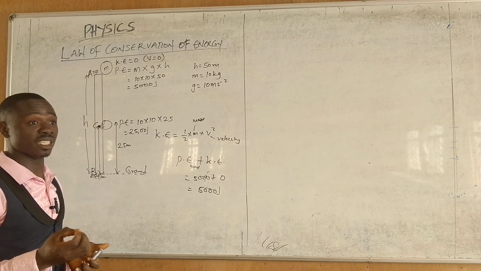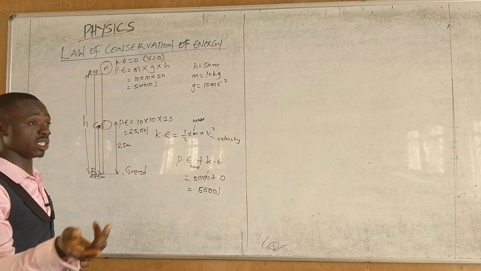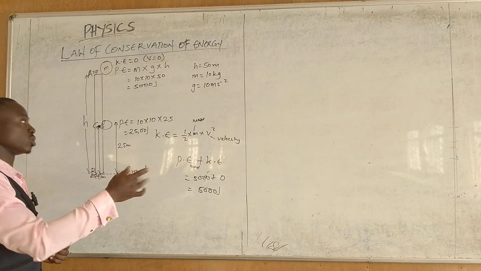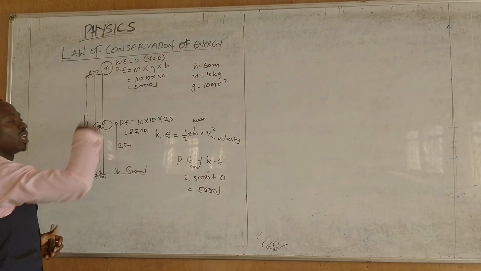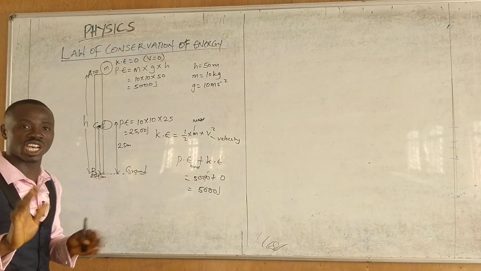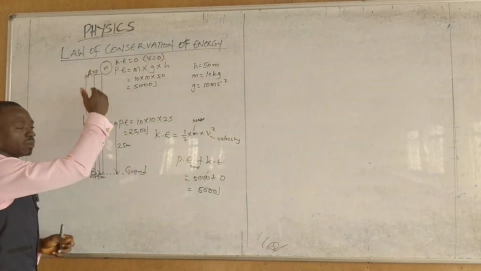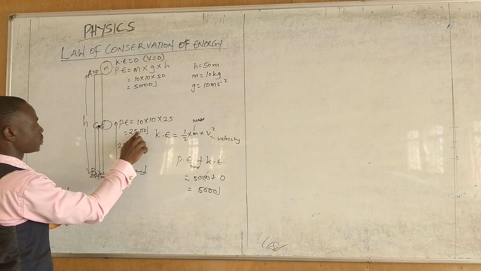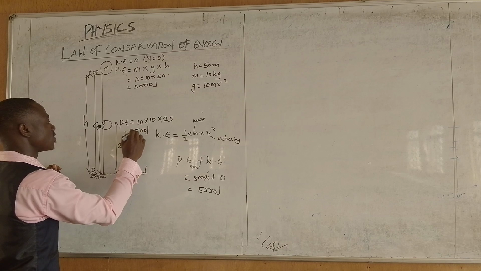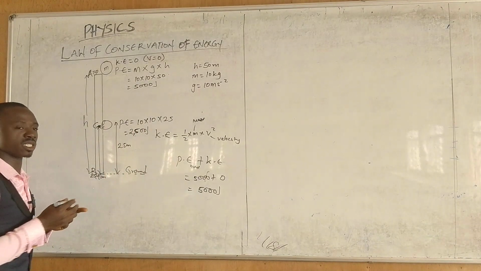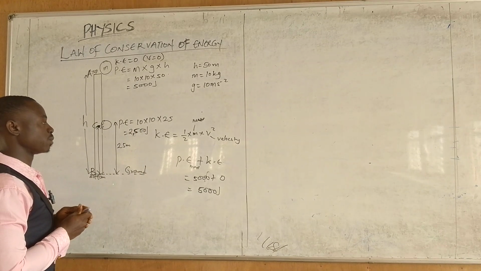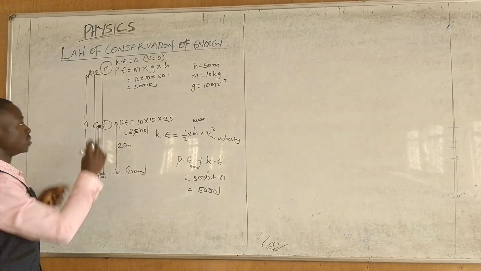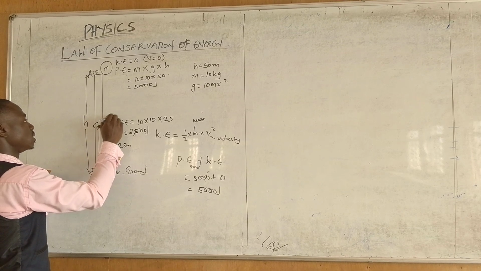That is what it means by saying energy can never be created, meaning it cannot increase, and energy cannot be destroyed, meaning it cannot reduce. So we can't have more than 5,000 or less than 5,000 total energy, both potential and kinetic, at any point along the path of the journey of this object. So although we have 2,500 joules of potential energy at point C, it means there must be 2,500 joules of kinetic energy also, because the total energy here is also going to be PE plus KE.